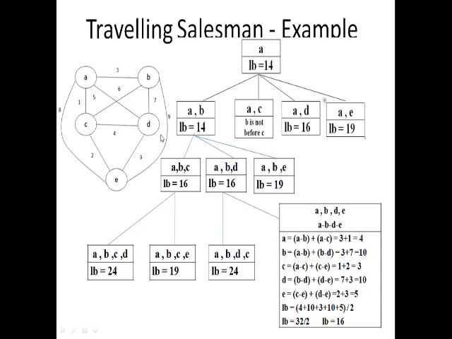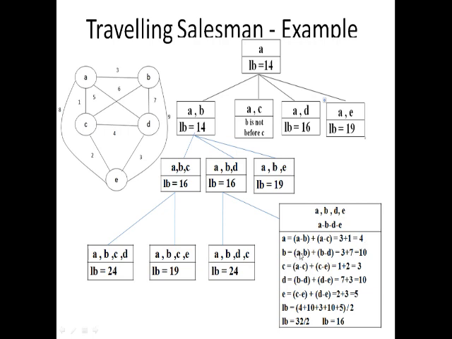A is connected to D, A is connected to C, and A is connected to E. When A is connected to C, it is the minimal value, so A to C is taken. A to B is 3, A to C is 1. 3 plus 1 equals 4.